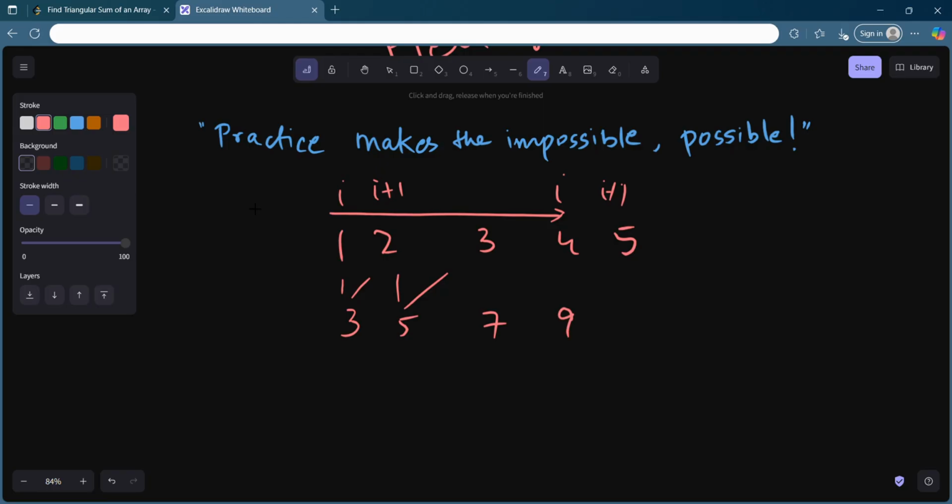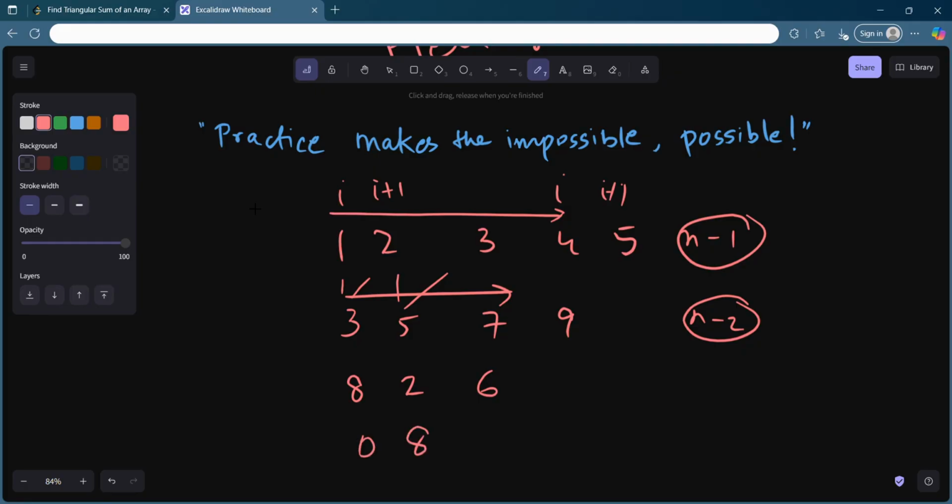In the first loop, i iterates till n minus 1, but in this loop i will iterate till n minus 2 because it will go till here. I hope you can easily understand. 7 plus 5 is 12, modulo 10 is 2. 7 plus 9 is 16, modulo 10 is 6, and so on. You will just go on performing. This is 8, this is 0, and this is 8. So in the end you will get an 8.